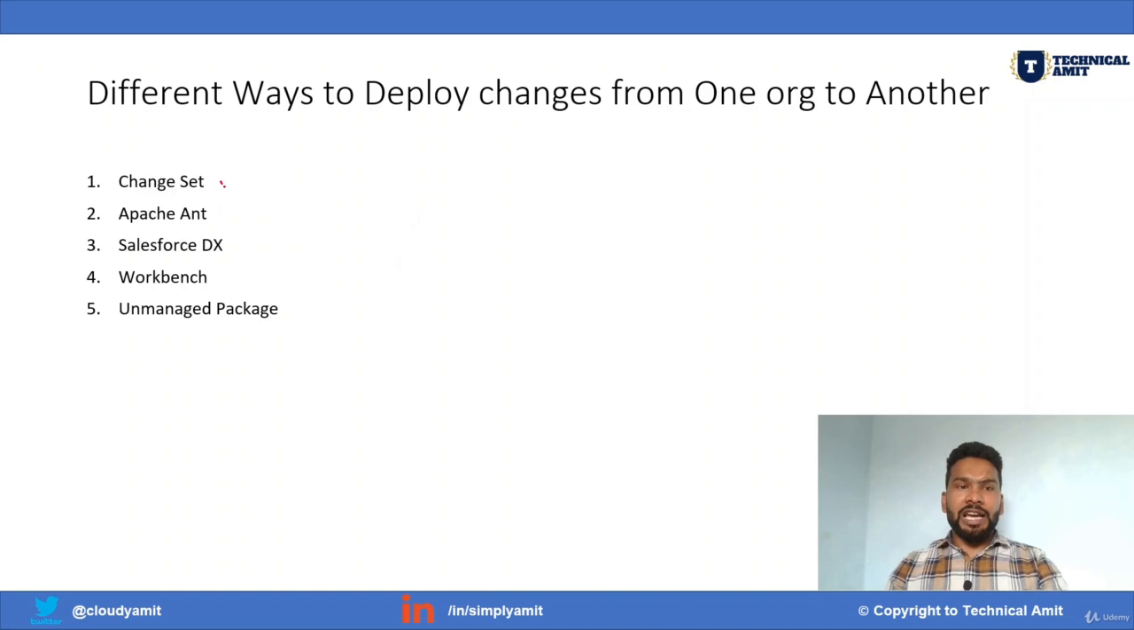So these are the five ways. One is change set, which is a very traditional and old way, which most companies used in the past, and some companies are still using today. Then we have Apache Ant, which is most widely used these days. And Salesforce DX, again a very good tool which is used to deploy code or metadata. Then we have Workbench, which is also a tool provided by Salesforce. And then we also have a way called unmanaged package. So these are the five different ways we can use to deploy, and we are going to talk about each and every topic in the coming videos.